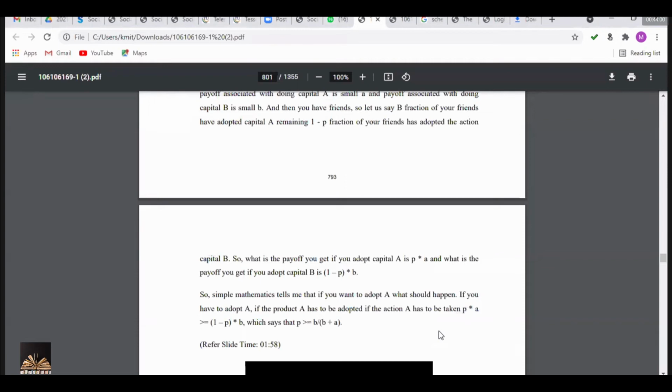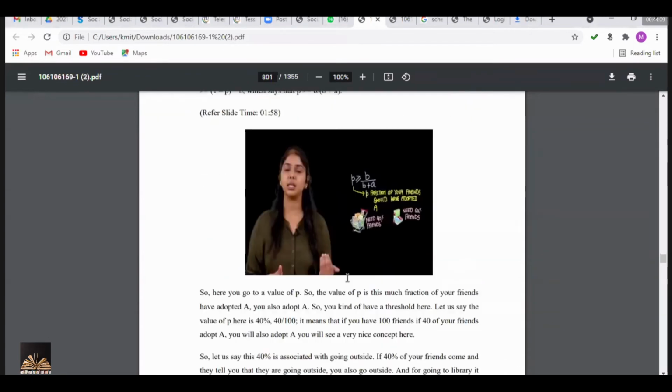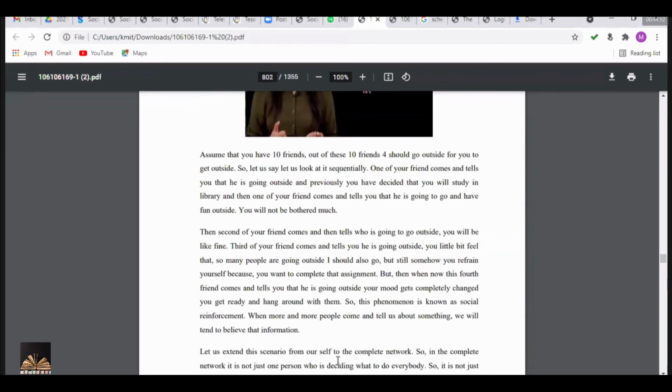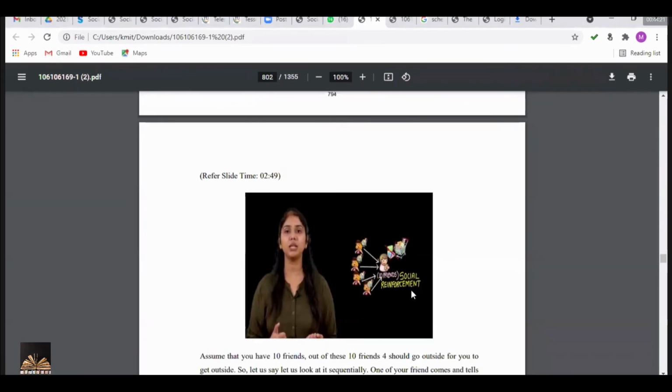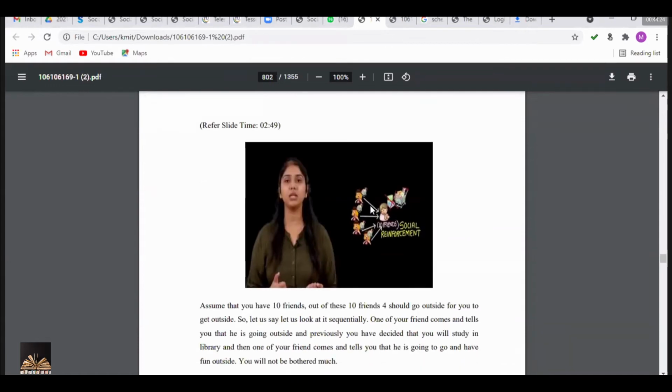So when I want to adopt, which product I have to adopt is based on the payoff. Got it, guys? Then we will discuss one more thing here. It is called social reinforcement. See, first I want to go to the library, but one of my friends came and said he wants to go to the shopping. Only one friend, no? But my idea of going to the library is still there in my mind.